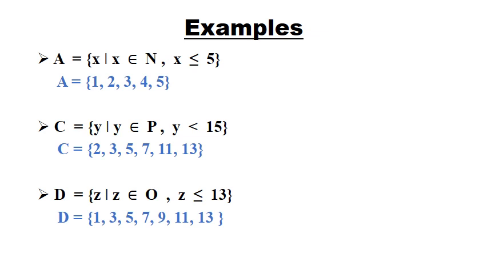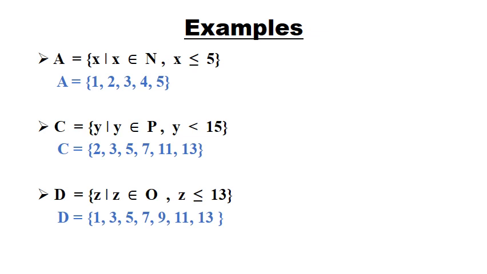So students, here are some examples of set builder form. First one is x such that x belongs to N and x is less than or equal to 5. It means you have to write natural numbers which are less than or equal to 5. So in tabular form, it is {1, 2, 3, 4, 5}. 5 will be included in this set because 5 is a member of the natural numbers.